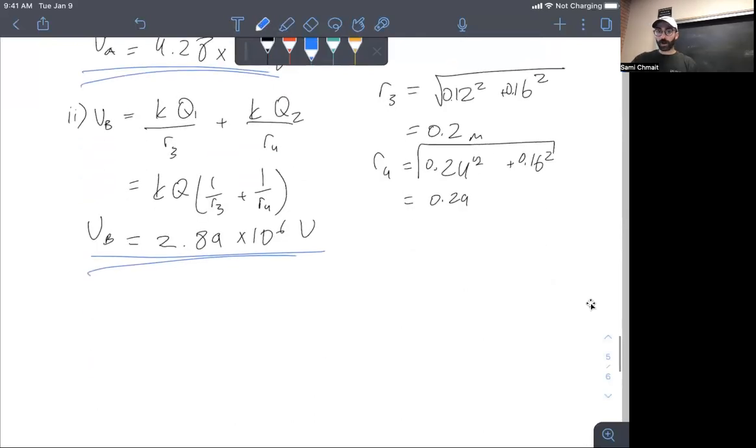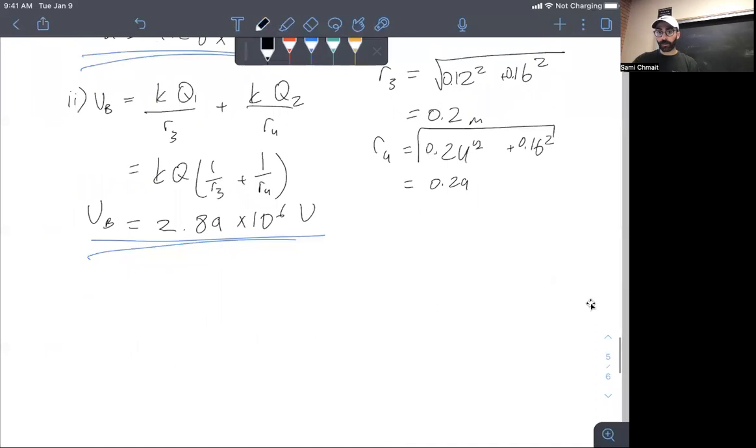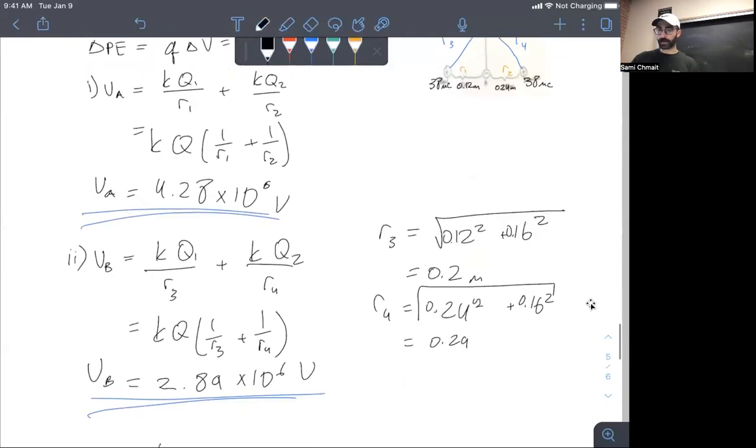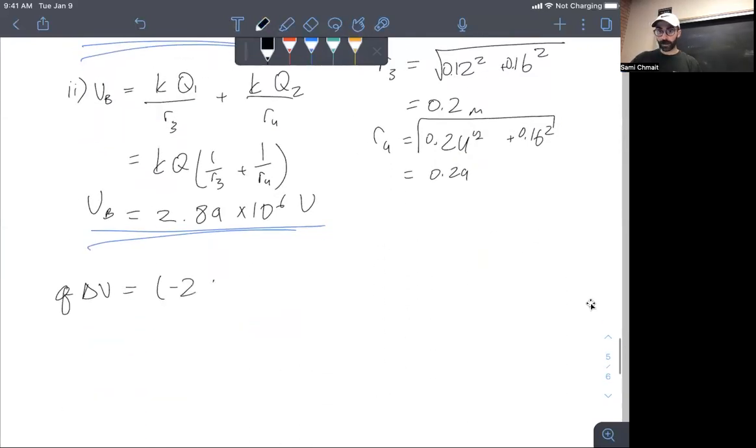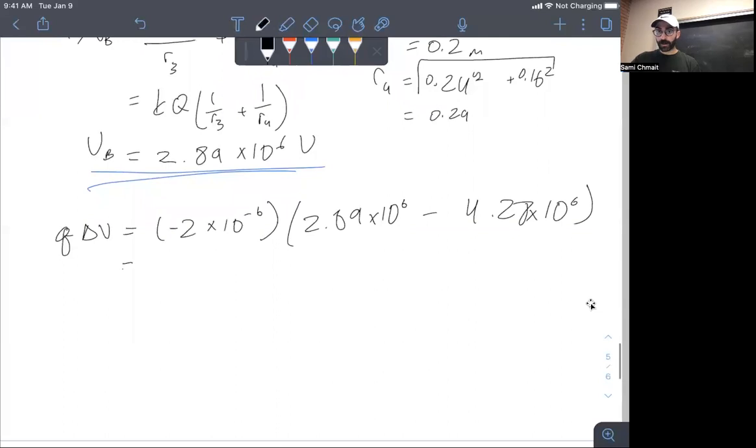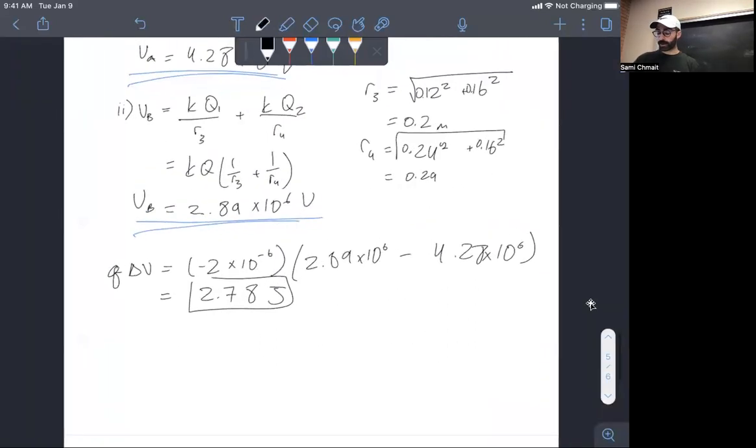We are now able to solve for the potential difference between those A and B positions with the equation we used before. So we'll say Q delta V is equal to the charge we're dealing with, the value they give you times 10 to the minus 6, plugging in the negative, times the final position, 2.89 times 10 to the 6, minus the initial, which is 4.28 times 10 to the 6. What that comes out to is 2.78 joules. So that's part one of the question done.